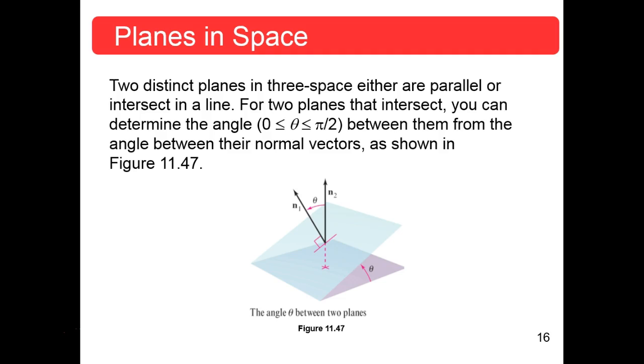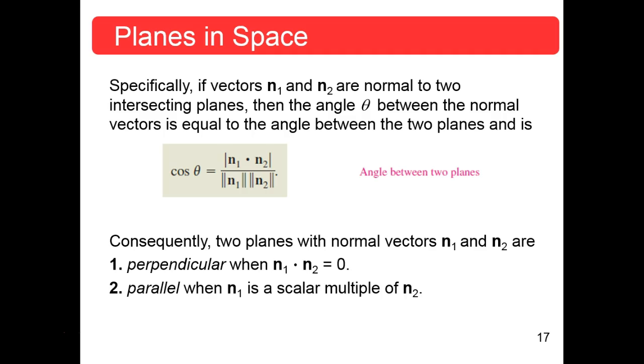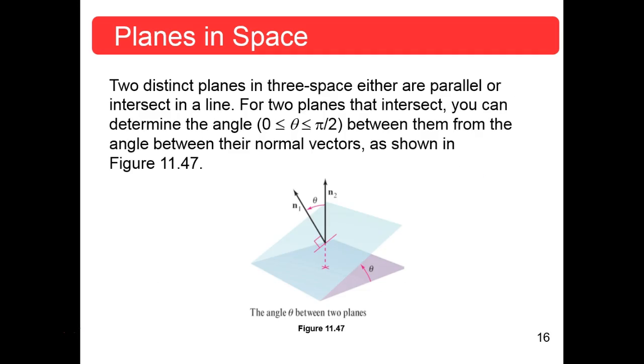Now, the angle between the two planes will be the angle between the normal vectors. Well, how do we get that? Specifically, if vectors n1 and n2 are normal to the two intersecting planes, then the angle theta between the normal vectors is equal to the angle between the two planes. And here's, if you remember, the alternate definition of a dot product. Let's go back here.